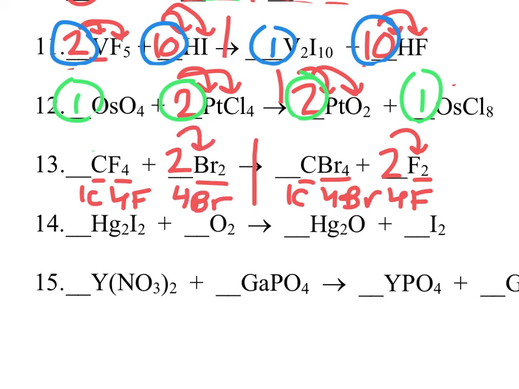All right, let me double check to make sure I balanced it. 1 carbon, 1 carbon, 4 fluorine, 4 fluorine, 4 bromine, 4 bromine. Nice. 1, 2, 1, 2. Sounds like boxing. Nice work.